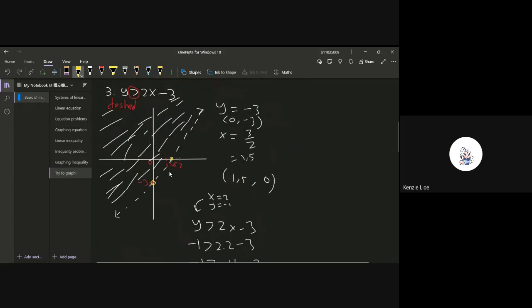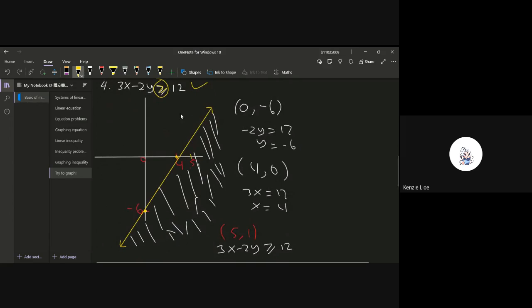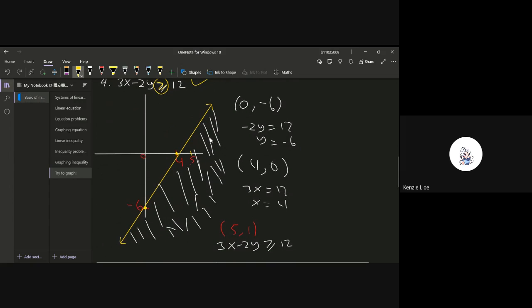And then for this part, you have to find the x-intercept and y-intercept, and then you find the part that is going to satisfy this equation, and it's basically the same. All the problems are the same.